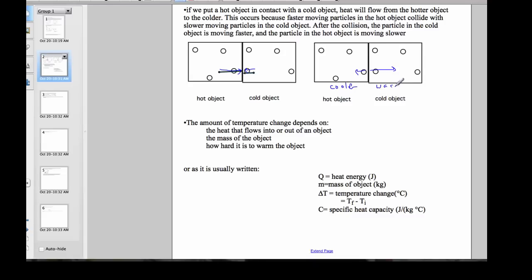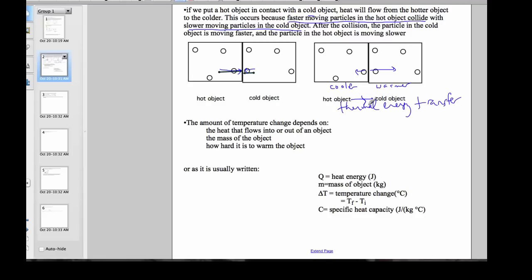Well, if you add up that effect over a whole bunch of collisions at the boundary at the interface, the net effect is that thermal energy is transferred from the hotter object to the colder object. And that's sort of laid out for you here. Faster moving particles in the hot object collide with slower moving particles in the cold. Okay, so there's been thermal energy transfer here, always from the hot one to the cold one.